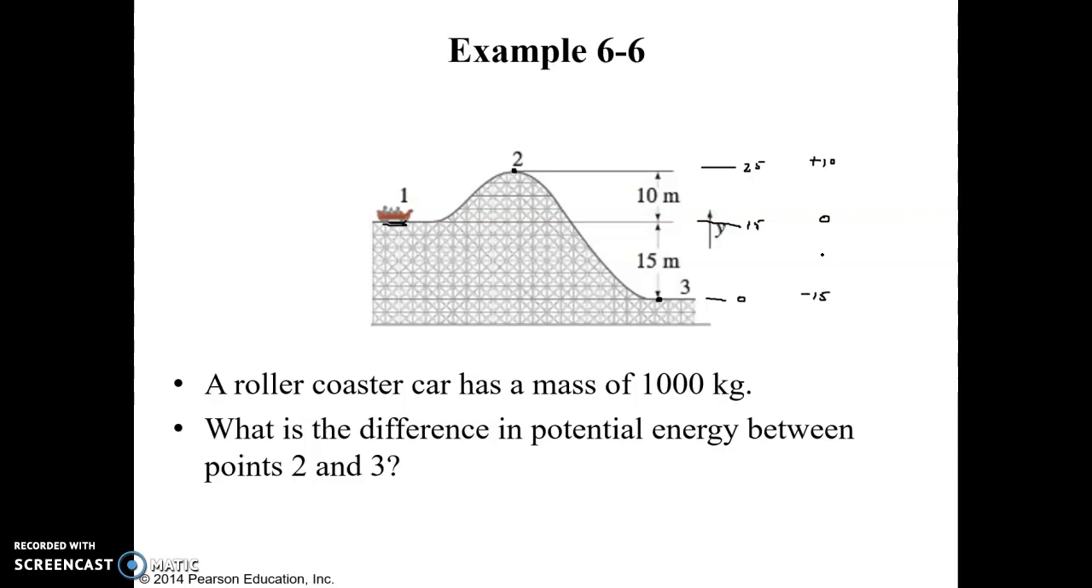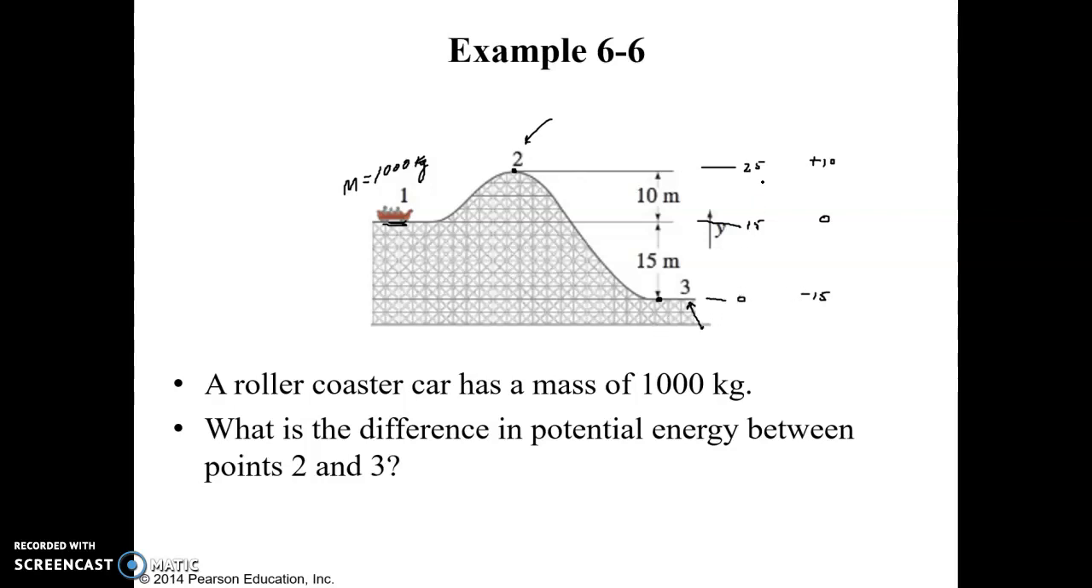The point I'm trying to make here is that it doesn't really matter. You can establish the rules however you want them to be. It's just that once you do so, stick with it. Be consistent throughout the solution of your problem. In this particular example, our roller coaster car has a mass of 1,000 kilograms. And we want to find the difference in potential energy between points 2 and 3. So what is the difference between the highest point and the lowest point?